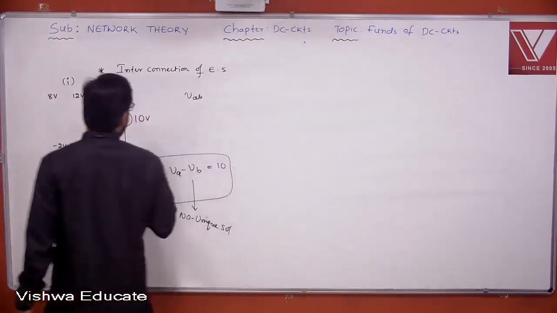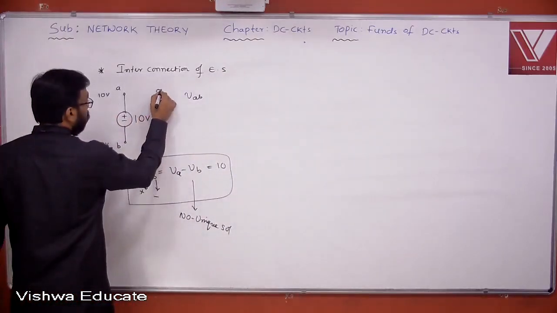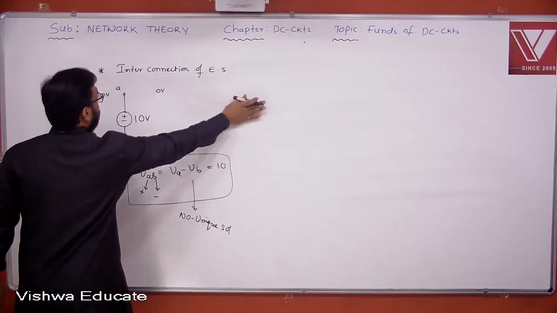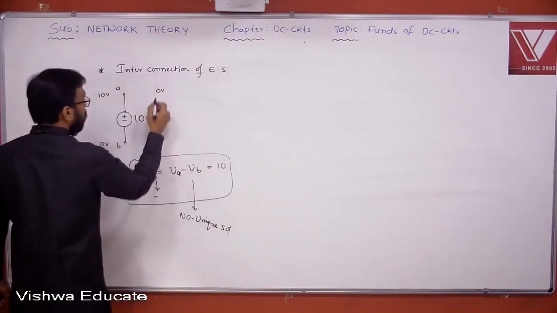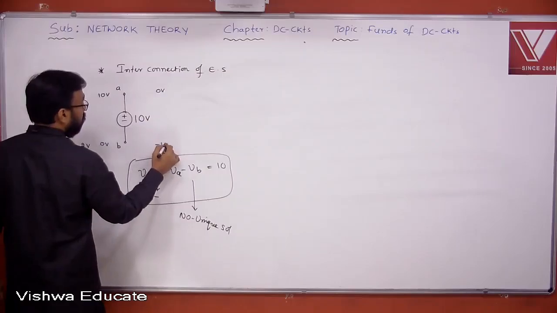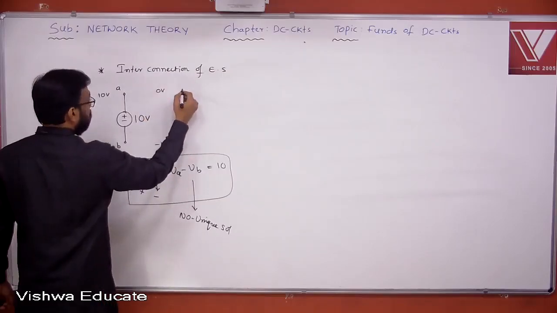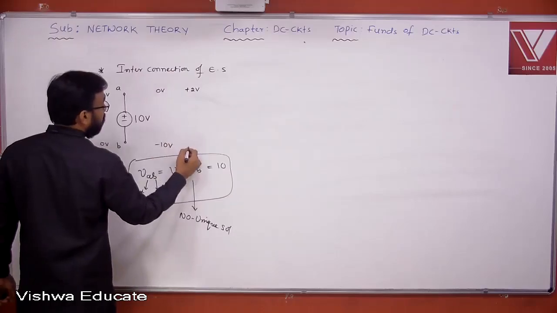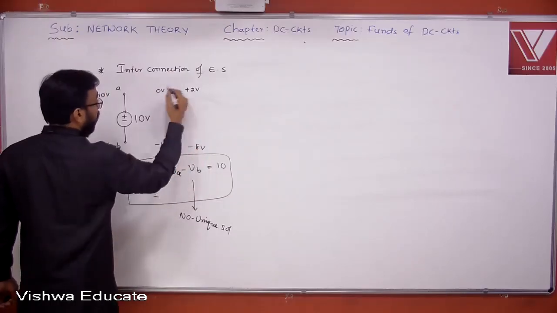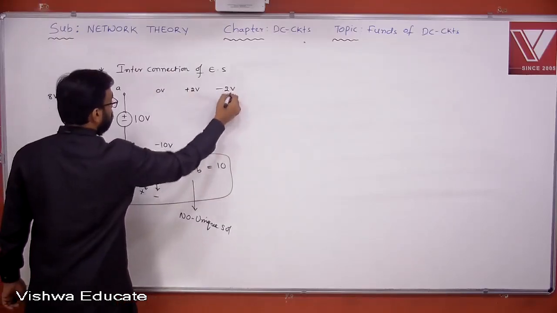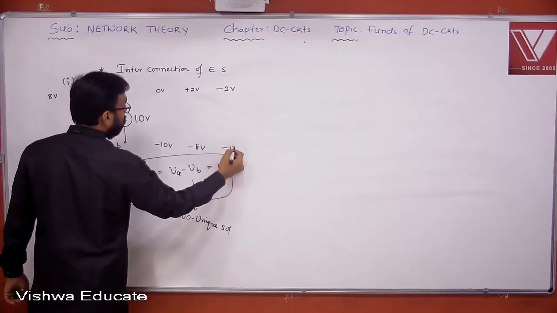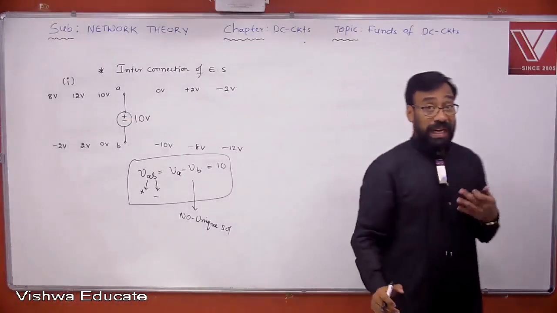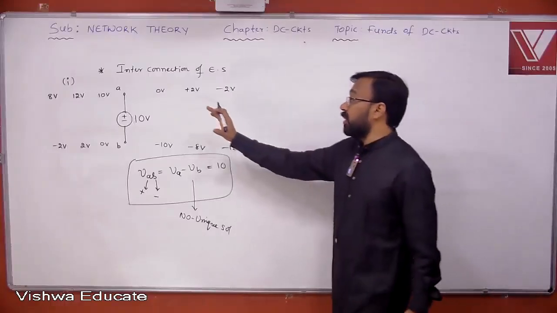Therefore, if you assume this is 0, then what do you get here? 0 means this is minus 10 volts. Again increase, plus 2 volts let us say, that means minus 8 volts. Decrease, minus 2 volts, then minus 12 volts. I hope you understand the point now. So this is how you can interpret the given voltage source here.